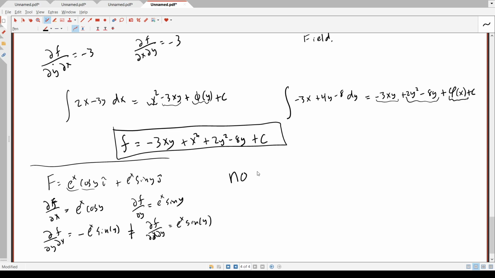So we conclude no f exists so that F equals the gradient of that function, right? Basically, there's no f where this is possible.